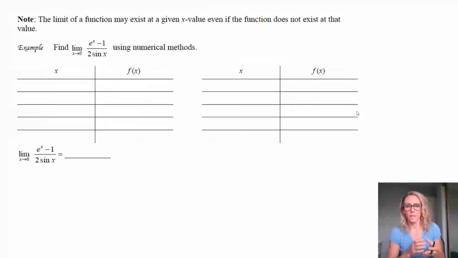So at the top, take a look at the note. The limit of a function may exist at a given x value, even if the function does not exist at that value. And that's what we saw in the last example. We can't plug in 1 because 1 requires us to divide by 0. No matter what's in the numerator, you can't have 0 in the denominator. And so because of that, we might have thought, oh, there can't be a limit. But in reality, using numerical methods, we actually see that there is a limit in that case.